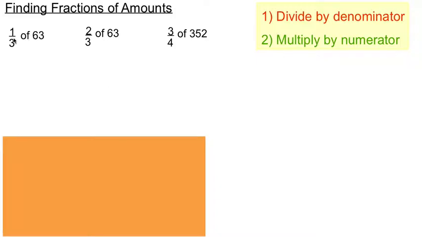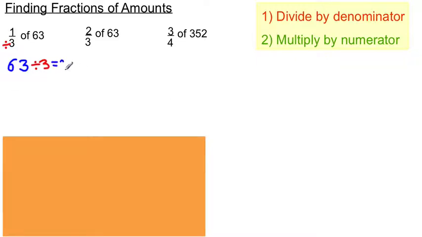So if I look at this first example, 1/3 of 63. So we take our 63 and step 1 is to divide by the denominator. So we need to divide by this denominator here. And the denominator is 3. So we divide by 3. And 63 divided by 3 is 21.